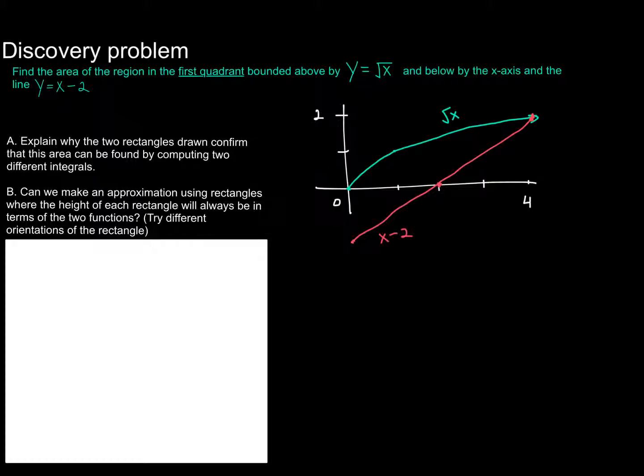Alright, so our goal now is to make an approximation for this area in the first quadrant using rectangles where the height of each rectangle will always be in terms of the two functions. So your goal is to now draw that rectangle. And I'm going to give you a hint here. Try different orientations of the rectangle.